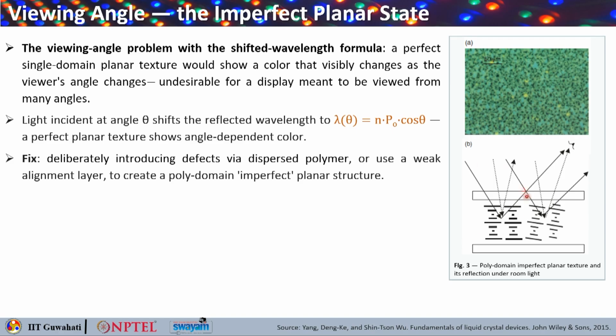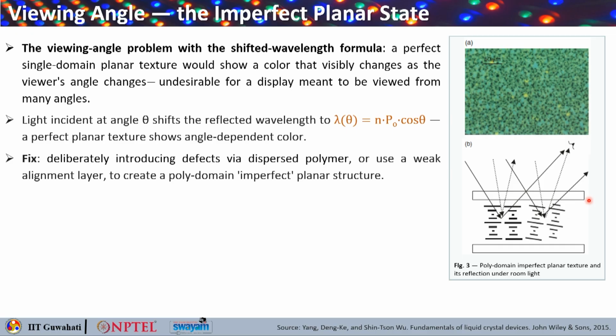You can see this particular figure, which is the polydomain imperfect planar texture, and it shows that different angles are reflecting differently. This is a micrograph of the mottled polydomain planar texture, and this is a ray diagram that shows light from a single incident direction getting reflected off different domains into multiple outgoing directions. It can go this way or it can go this way. So what is the fix to this problem?